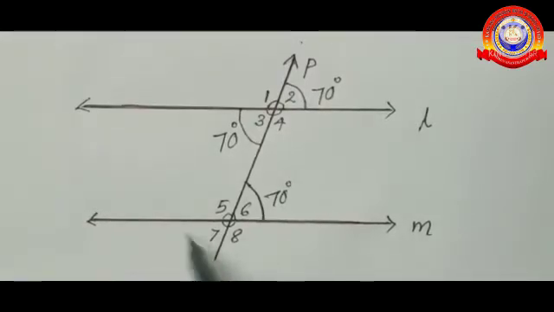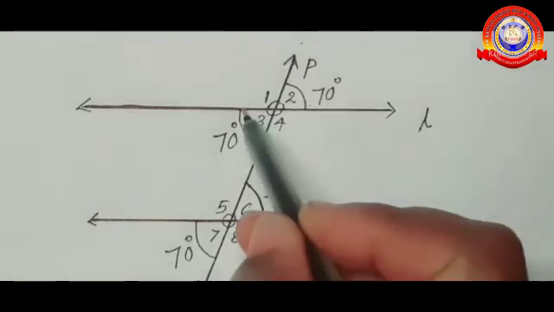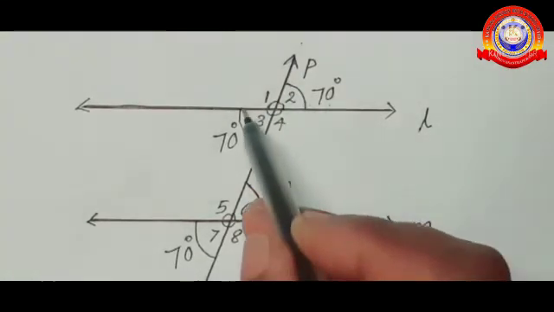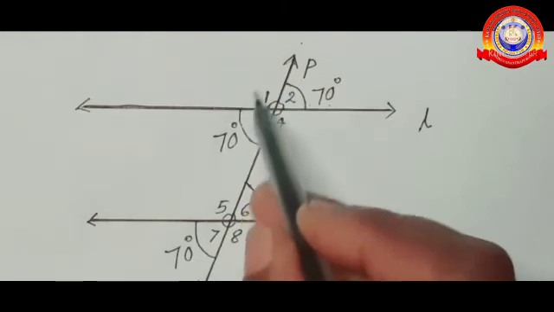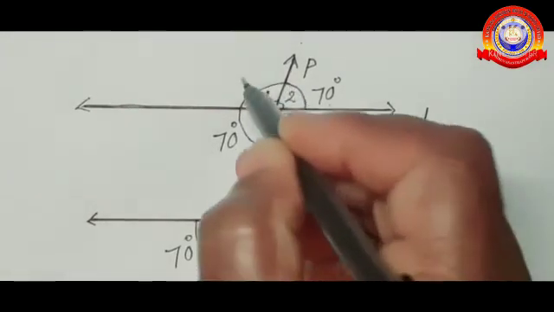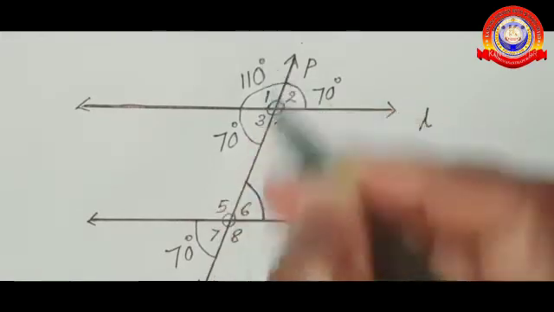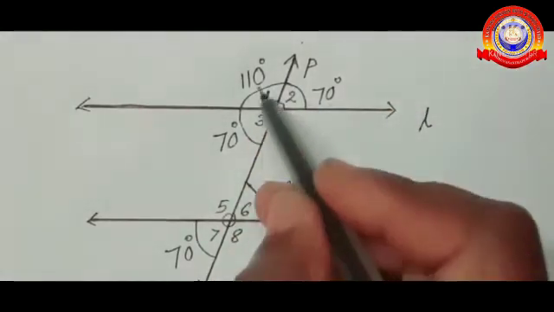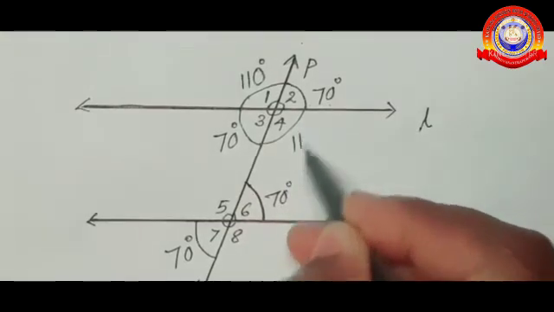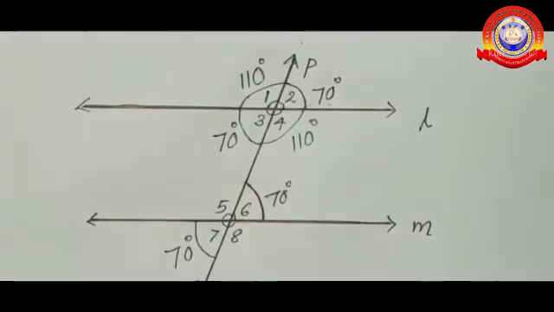Similarly, angle 6 and angle 7 are also vertically opposite. So, angle 7 is equal to 70 degrees. We know that angle 1 and angle 2 are linear pair. So, angle 1 is equal to 180 minus 70, which is equal to 110 degrees. Then angle 1 and angle 4 are vertically opposite. So angle 4 is equal to 110 degrees.